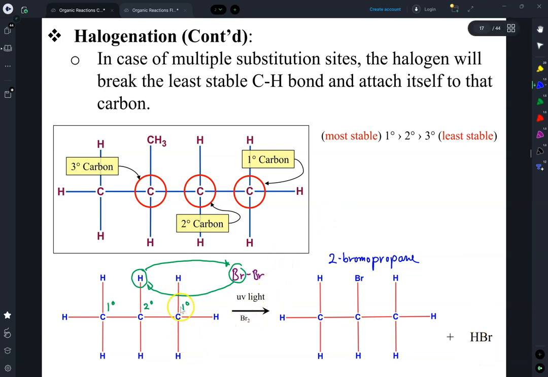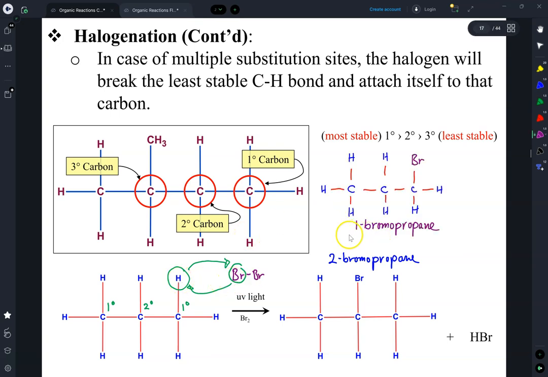It is important to note that although the primary carbon is quite stable, making it unlikely to react, that doesn't mean it can't react. So it is possible for this hydrogen to be substituted as well, and that would produce 1-bromopropane. So with organic chemistry, anything that can happen does happen, and both these products will form. However, because 2-bromopropane is more likely to form, we refer to it as the major product, the one that will form the most. Meanwhile, 1-bromopropane is considered to be the minor product, as it is less likely to form.